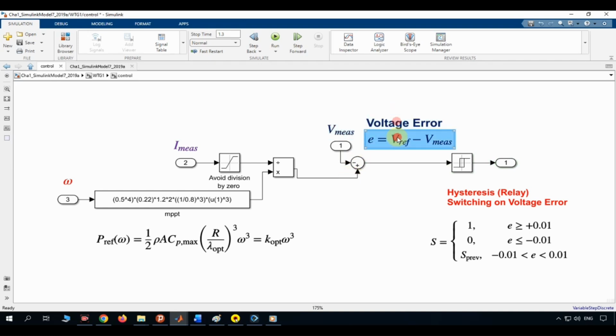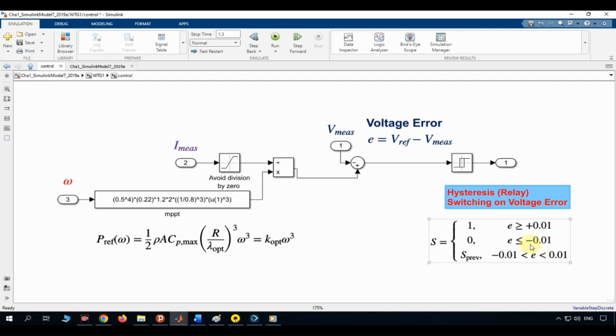Instead of feeding this error into a PI controller, this model feeds it directly into a relay block, which acts as a hysteresis comparator. The relay switches on when the voltage error rises above 0.01 and switches off when the voltage error falls below -0.01. This produces a fast, bang-bang style switching signal that directly drives the IGBT.